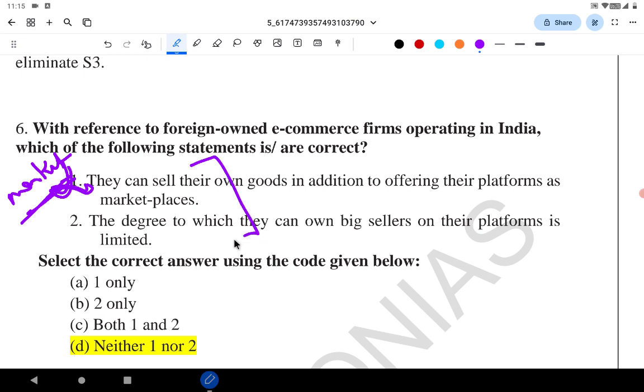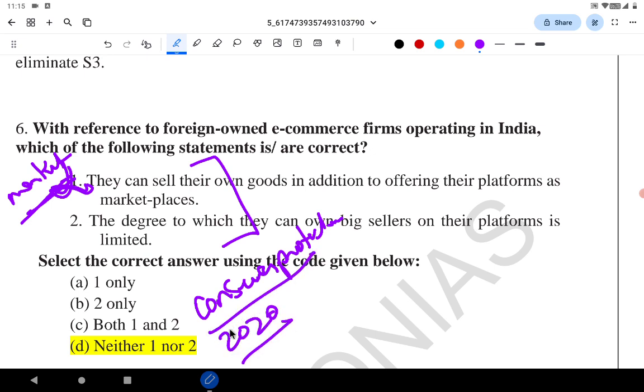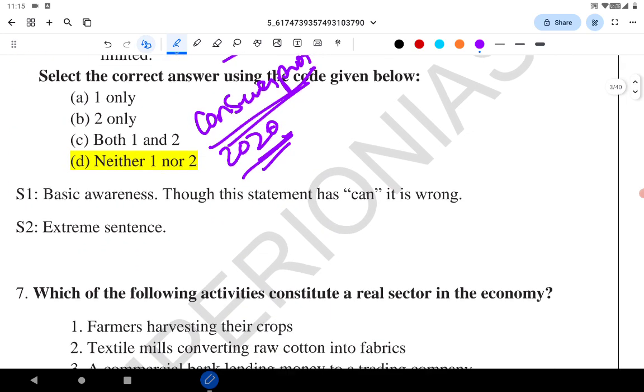This question is regarding mainly the Consumer Protection Act, the e-commerce rules 2020. It is regarding that question. So it's a current affairs based question.